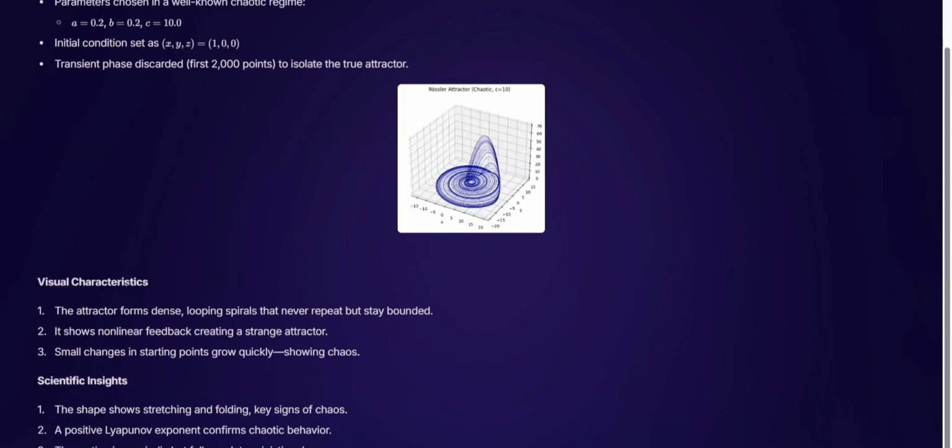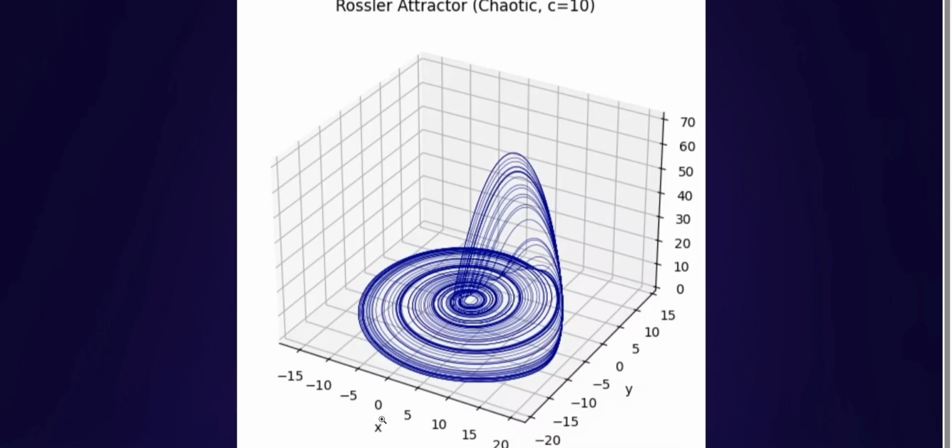In this, the attractor forms a dense looping spiral that never repeats but stays bounded. It shows nonlinear feedback, creating a strange attractor. Small changes in the starting point grow quickly and show chaos. Scientific insights from this image: the shape shows stretching and folding, the key sign of chaos. A positive Lyapunov exponent confirms chaotic behavior, and the motion is aperiodic but follows deterministic rules. And this is the chaotic image of the Rössler attractor.